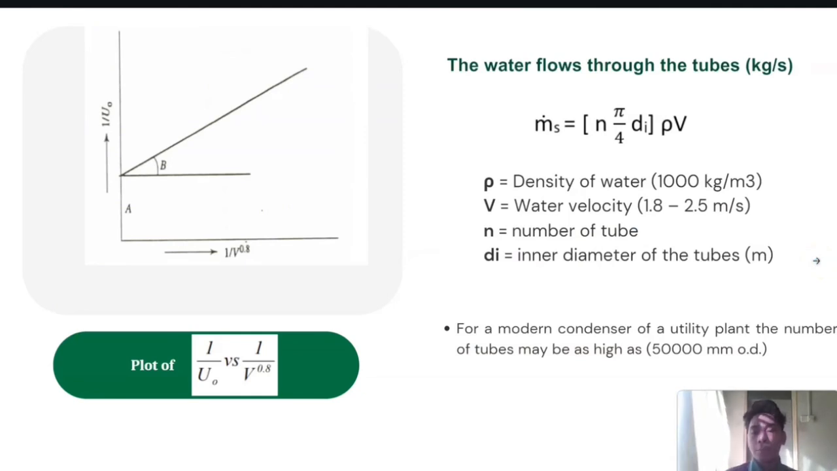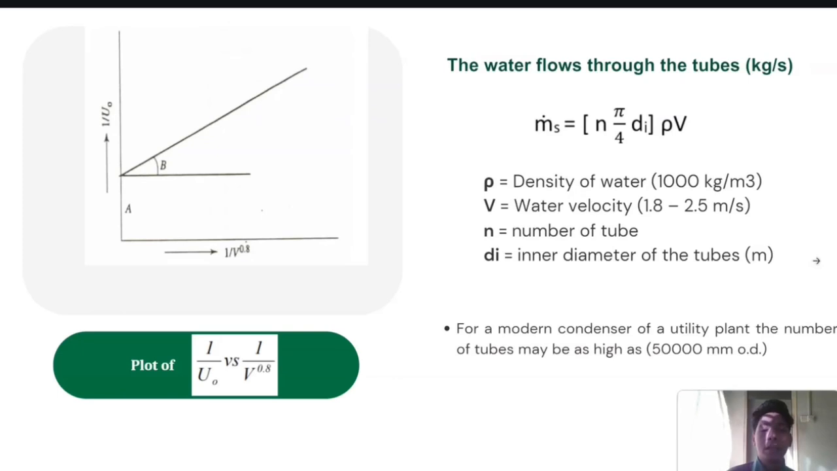As you can see, for the graph, I will explain the plot of 1 over Uo versus 1 over V to the power of 0.8. This plot shows the graph of inverse Uo versus inverse V^0.8. This graph is typically used in the context of reaction kinetics or catalysis, where Uo represents a variable such as reaction rate or flux. Meanwhile, V might denote another parameter like concentration or velocity.